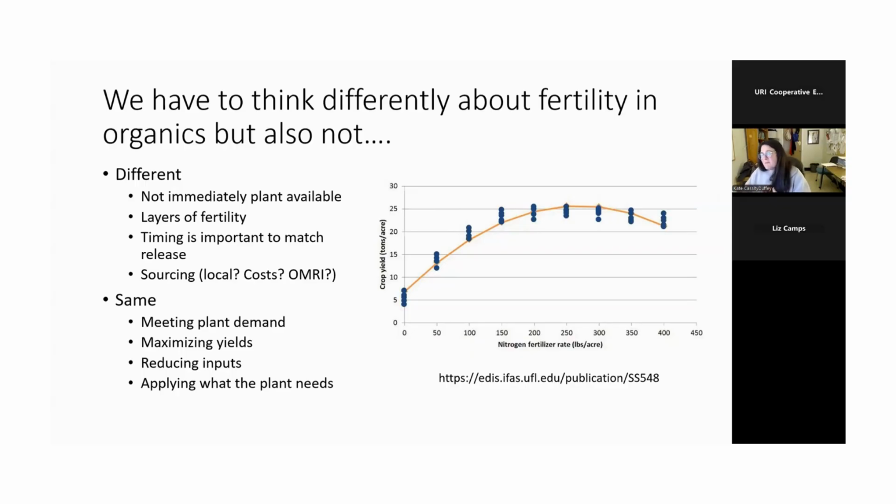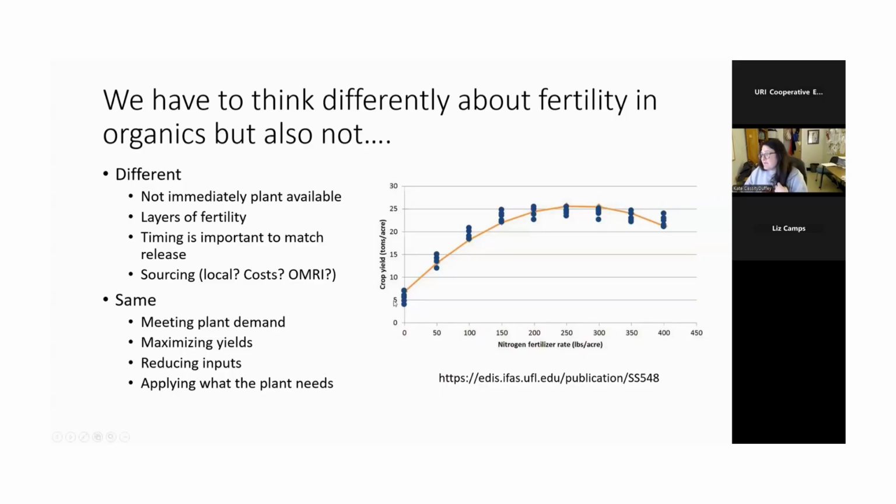But what's the same is that in both practices, we're trying to meet plant demand. We're going to maximize yields. We always want to reduce our inputs and reduce our costs. And really, we want to apply what plants need. And we want to apply what plants need to maximize crop yield, but also reduce environmental contamination.